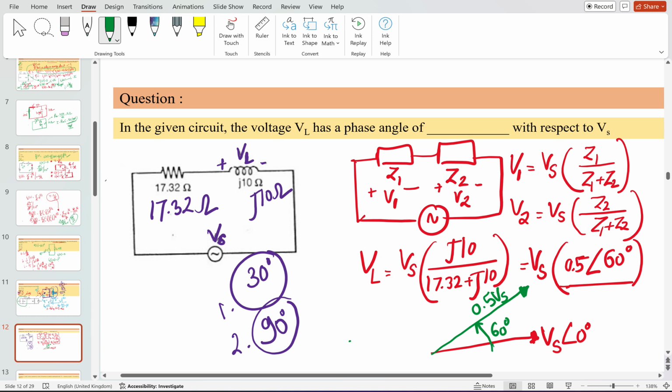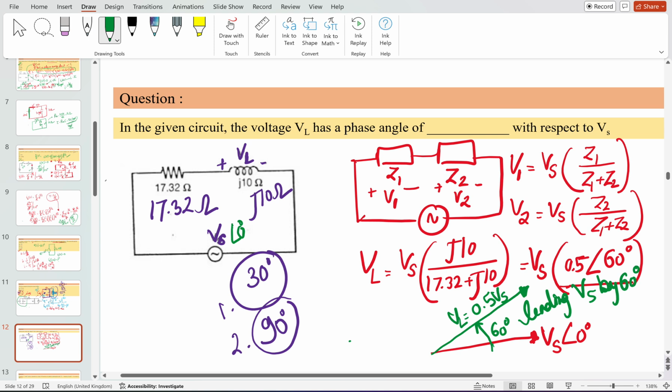So it's an easy kind of problem, but you have to use the concept. If Vs is already given, and it is being asked what is the phase angle of one with respect to the other, let's take one angle as 0 degree. Then find out the value of VL with respect to Vs. Then you will be able to find the angle by which it is leading or lagging. So here, VL is equal to 0.5 times of Vs in magnitude, and it's leading Vs by 60 degree.